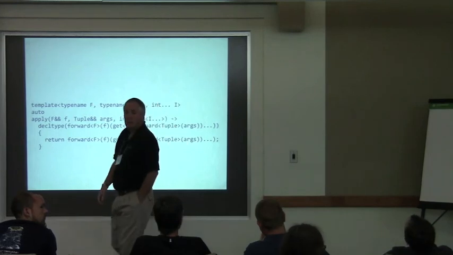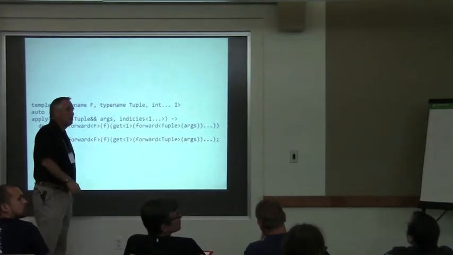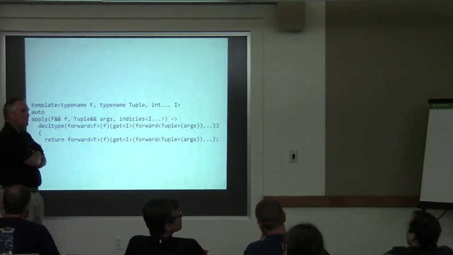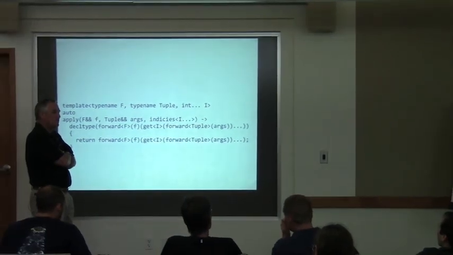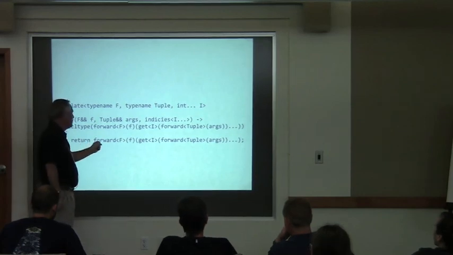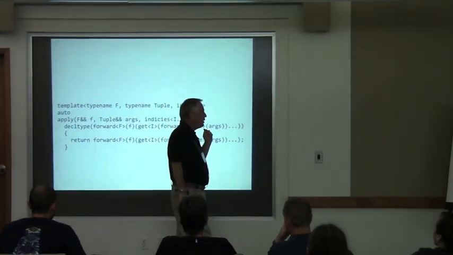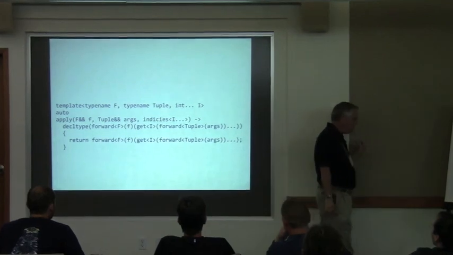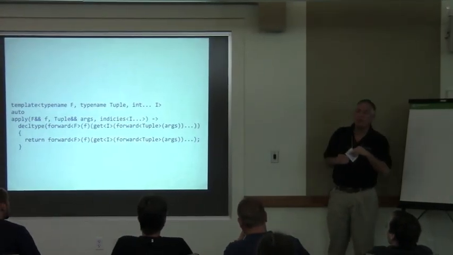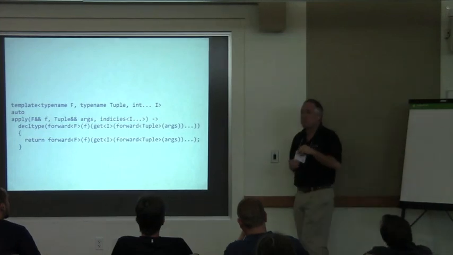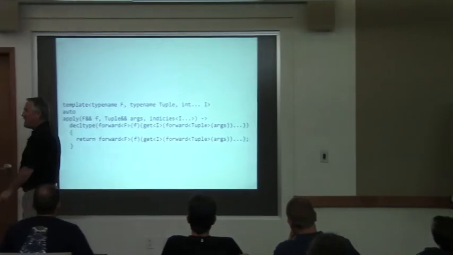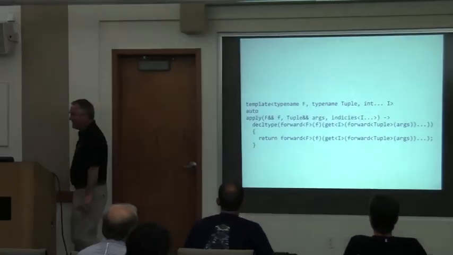Maybe just answering my own question, if f is a functor with an r value this pointer, in that case maybe forward makes sense because it keeps its r value-ness. Okay, so the comment was if f is a functor with an r value this pointer, then forward makes sense because it preserves its r value-ness. I will have to think about that one.